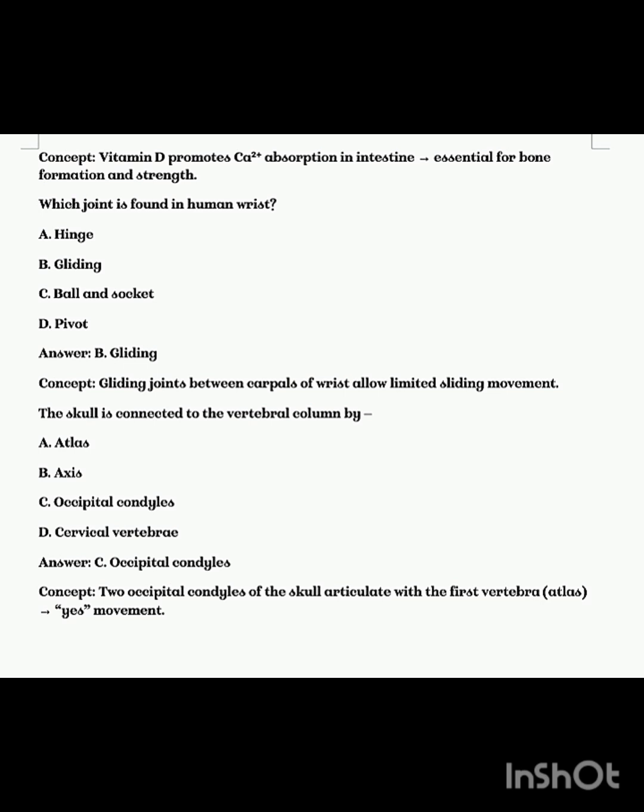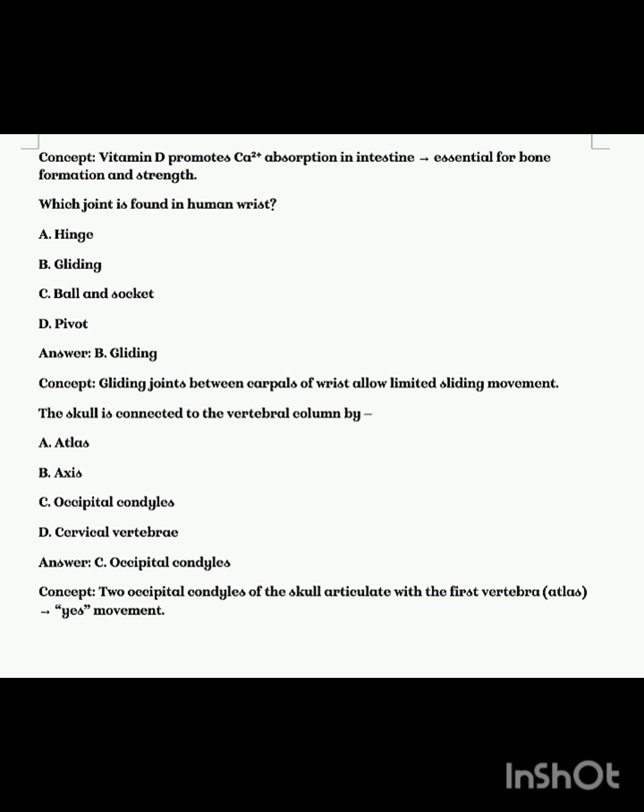Which joint is found in the human wrist? A. hinge, B. gliding, C. ball and socket, D. pivot. Answer B. gliding. Concept: gliding joints between carpals of the wrist allow limited sliding movement.